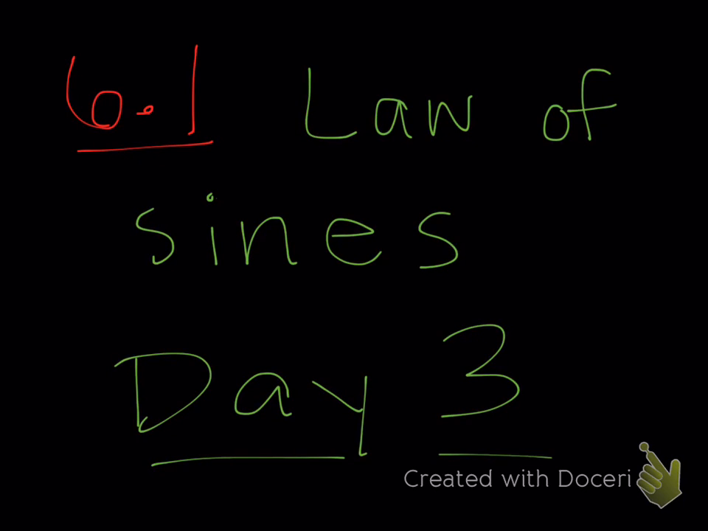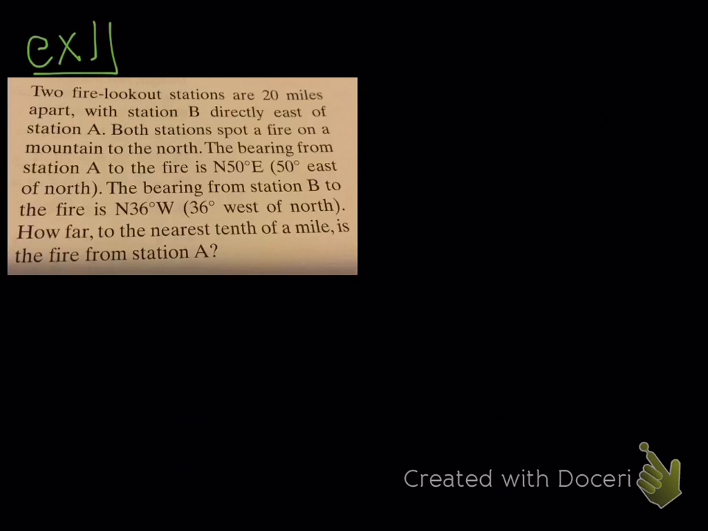Today we're doing 6.1 Law of Sines, Day 3, and we're going to be focusing on the application of the law of sines. So for our first example, we have a word problem, and it says, two fire lookout stations are 20 miles apart, with Station B directly east of Station A.